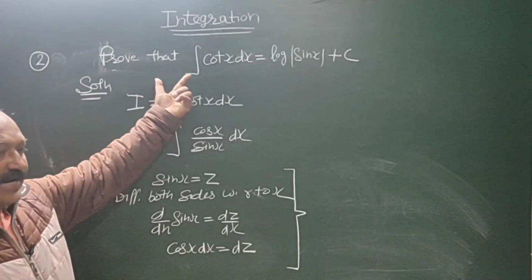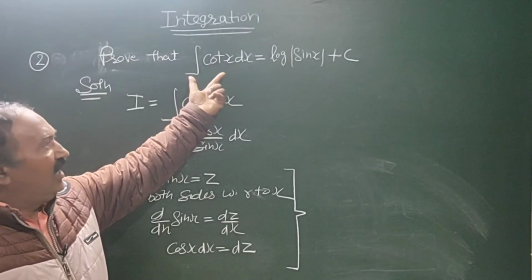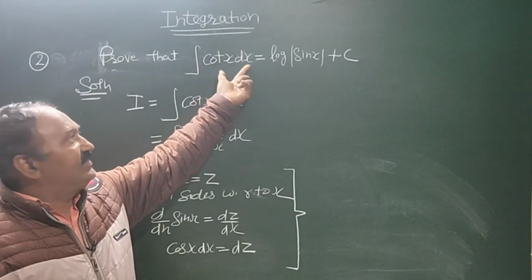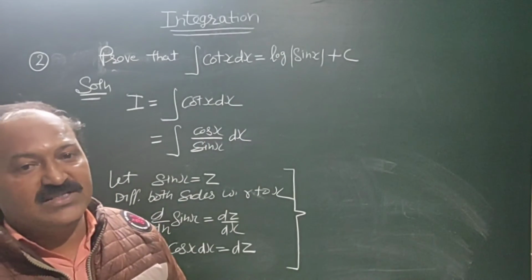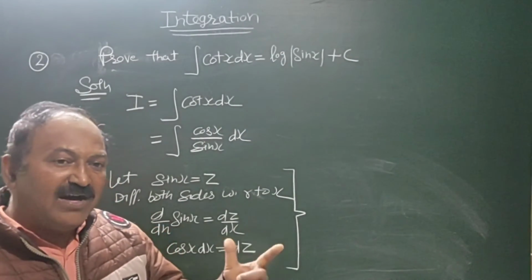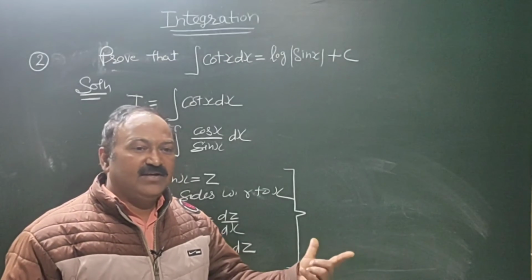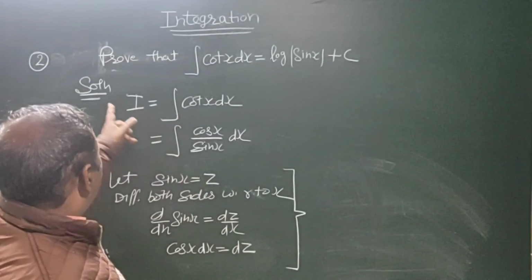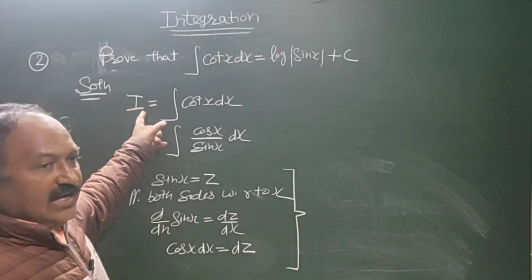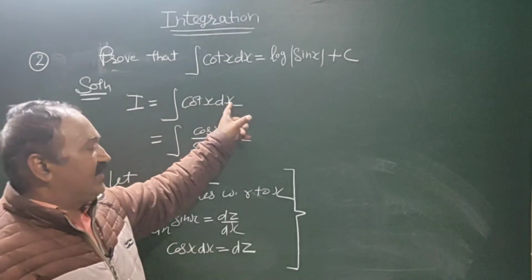Now let us derive another formula. Integration of cot x dx is equal to log of sin x modulus plus c. This formula can also be derived by substitution method. Solution: let I is equal to integration of cot x dx.